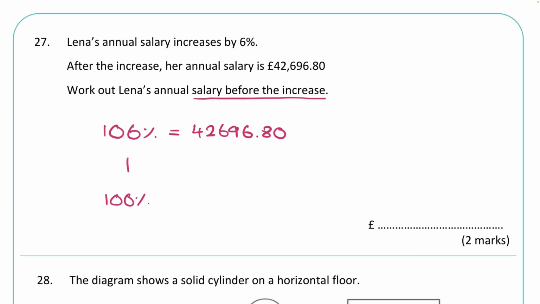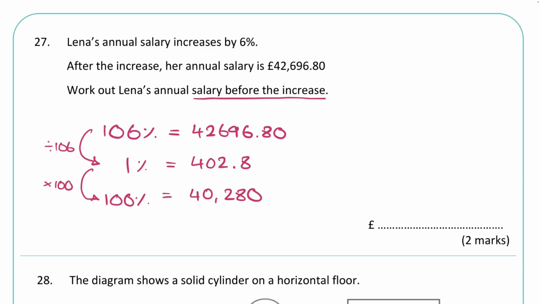Now we want to get this back to 100%, the original amount, the salary before the increase. Now to do that, we just need to go down to 1%. And again, there are different methods, I'll talk about them both, but this is a really nice way of doing it. We can just divide by 106. And then to get from 1 to 100, we just times by 100. So 42,696.8 divided by 106, and that comes out as 402.8, and then times that by 100, and that gives us £40,280. So that's my final answer there.